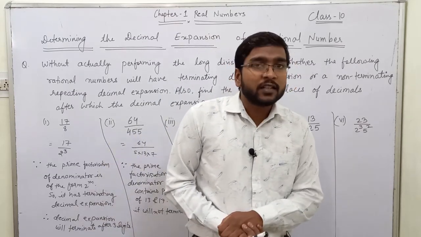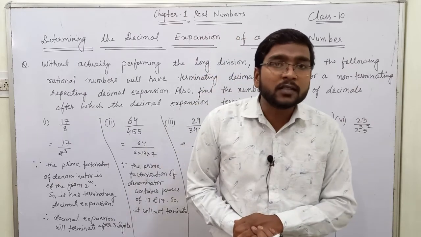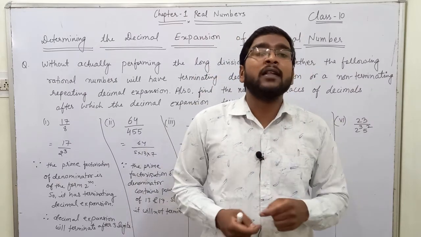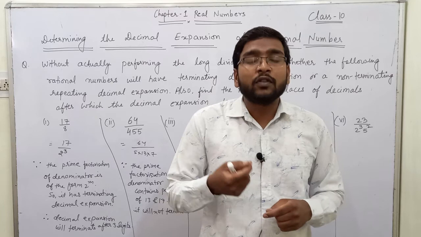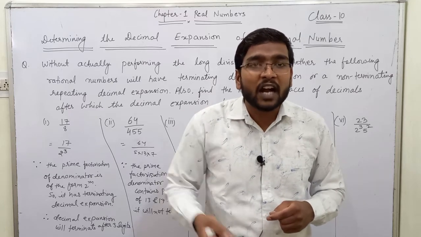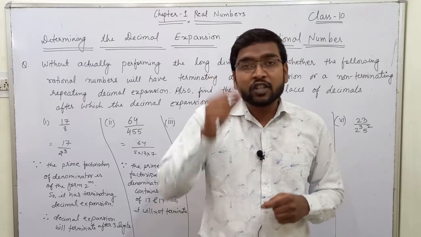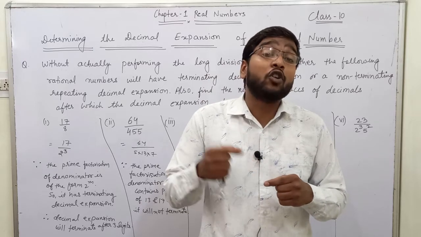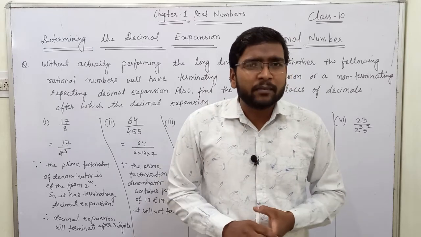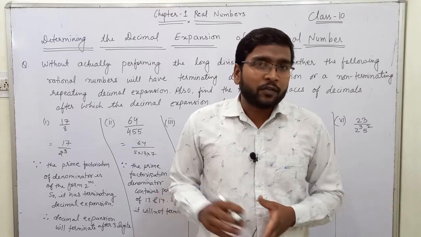This chapter is finished. Now we will start polynomials. First of all, we will understand what polynomials are, then we will learn what zeros of a polynomial are, then we will study how to draw the graph of a polynomial, then we will find the relation between the zeros of the polynomial and the coefficients of the polynomial. We will start these topics from the next video.